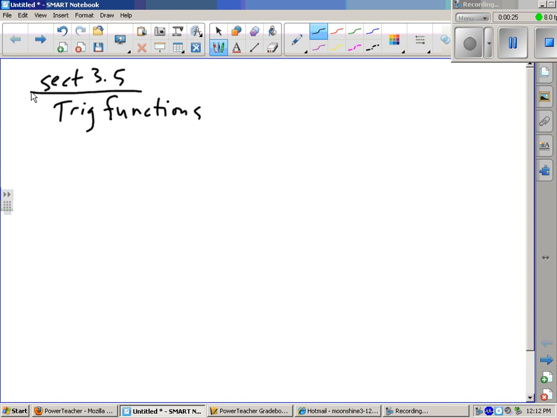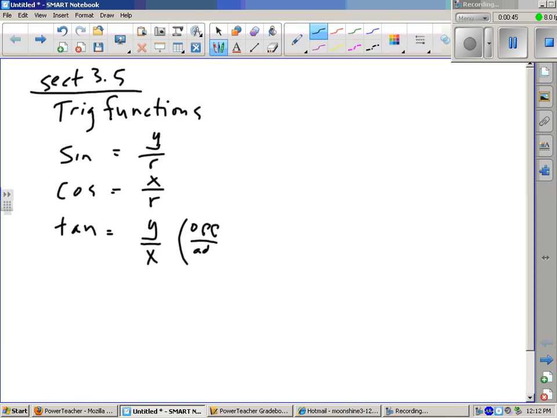You know 3 of them. You know sine, cosine, and tangent. Let's review quickly the sides. Y over r for sine. Cosine is x over r. Tangent is y over x. Remember, that's opposite over adjacent.